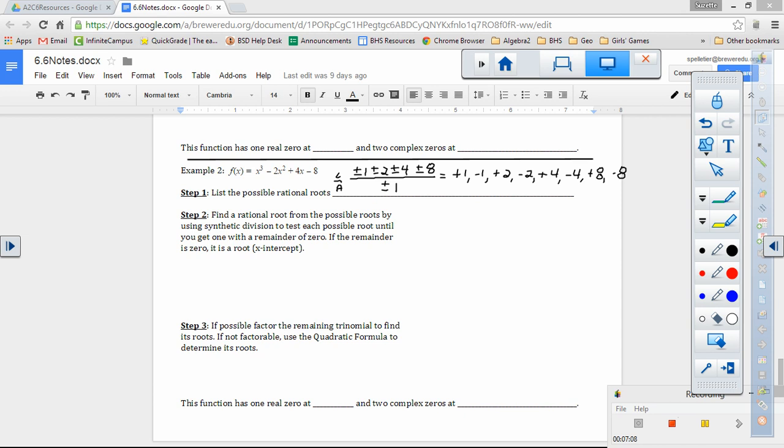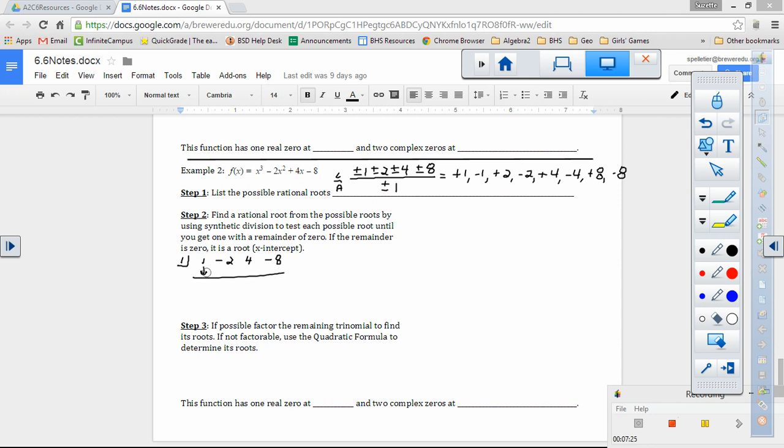So let's use synthetic division and go right through our list and see what we can find. So I'm going to do it over here. So here's 1, and again, coefficients come right from your equation. 1, negative 2, 4, negative 8. Let's give it a try.